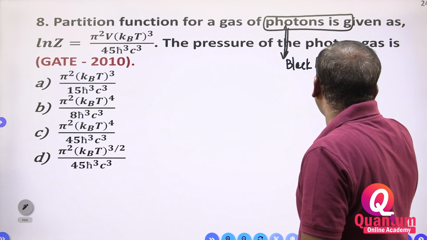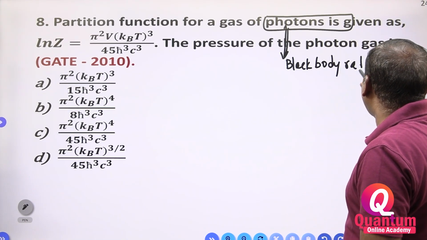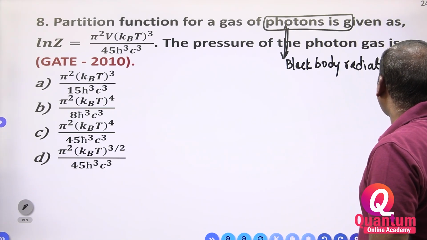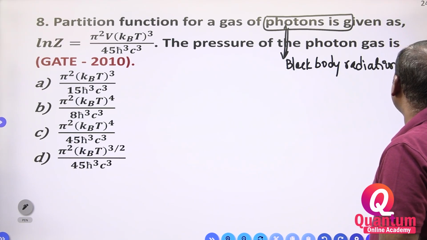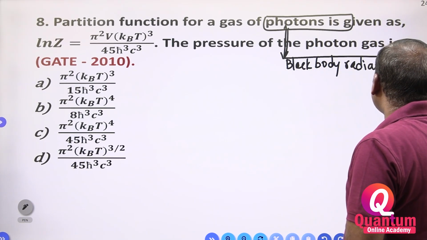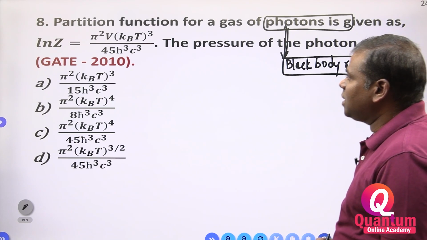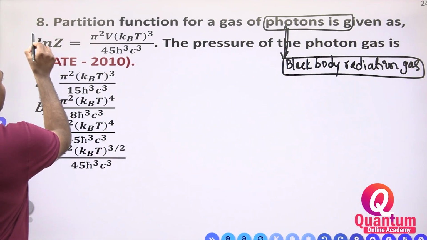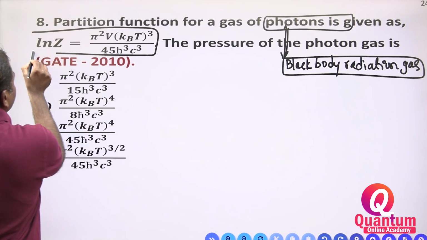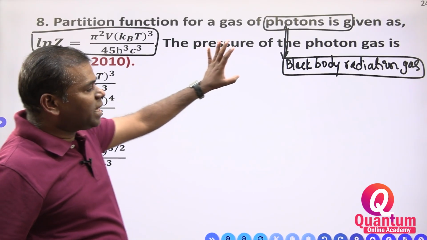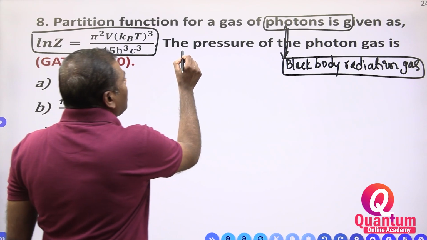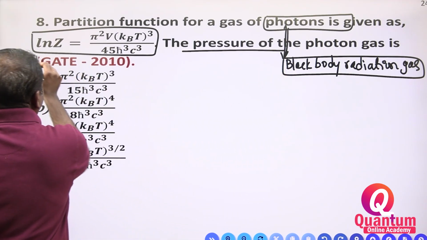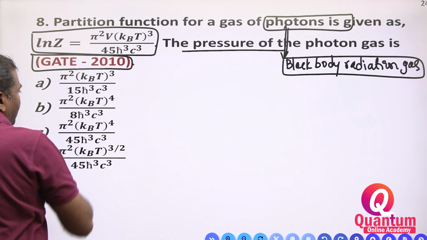Blackbody radiation. Blackbody radiation gas is there. Such a gas we call a photon gas. For the photon gas, they are giving the ln z value. They are asking for the pressure of the photon gas. This question was asked in GATE 2010.